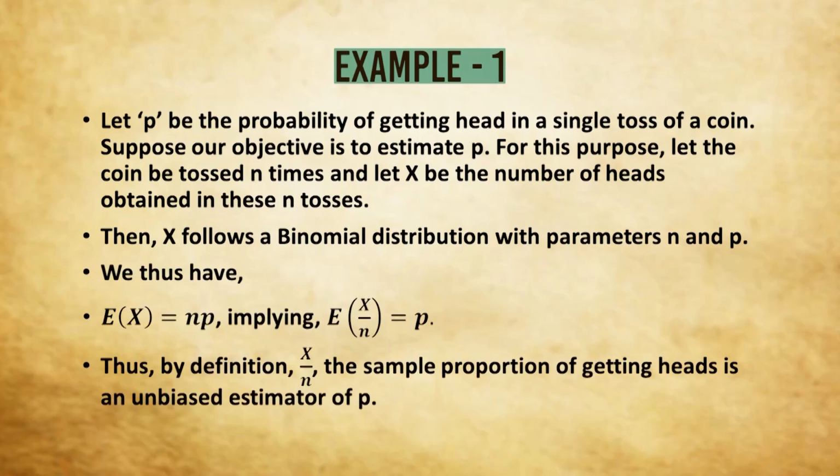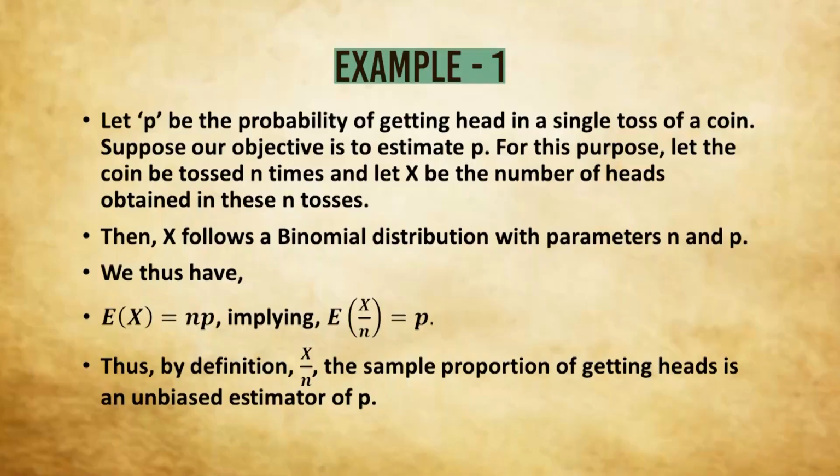We take an example. Suppose p is the probability of getting a head in a single toss of a coin, and we want to estimate p. Not all coins are unbiased, so blindly we cannot say that p will be equal to half. I don't know which coin I am given, so we have to estimate p. Now we have to generate a sample. How can we generate a sample? Suppose for this purpose we toss the coin n number of times, and let x be the number of heads obtained in these n tosses.